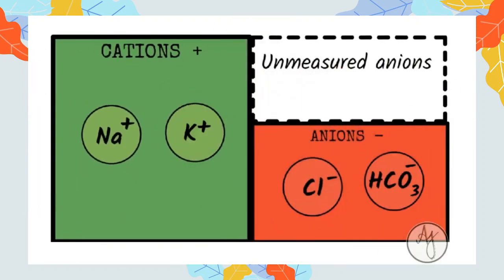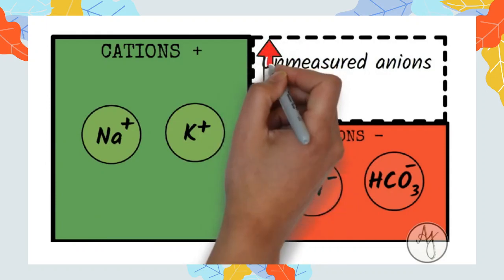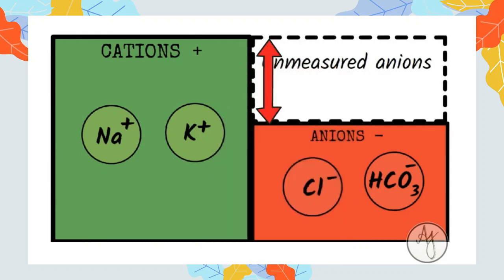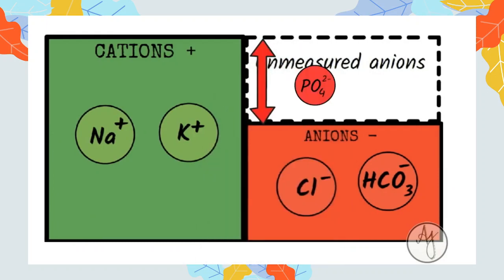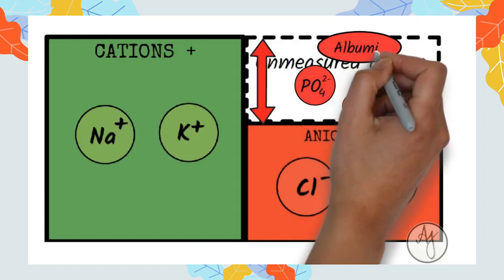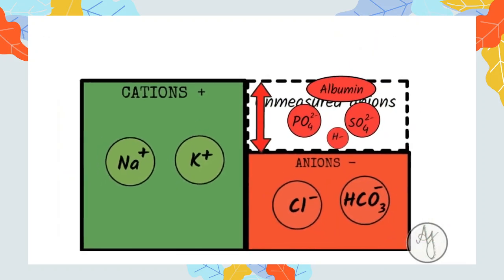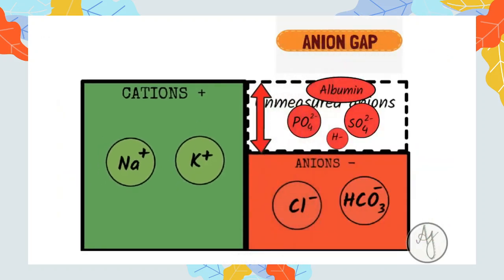So if the gap increases, this so-called anion gap increases, it means that there are a greater number of these unmeasured anions in the serum. This is what accounts for the anion gap. Anion gap is nothing but the unmeasured anions which are not included in this equation.